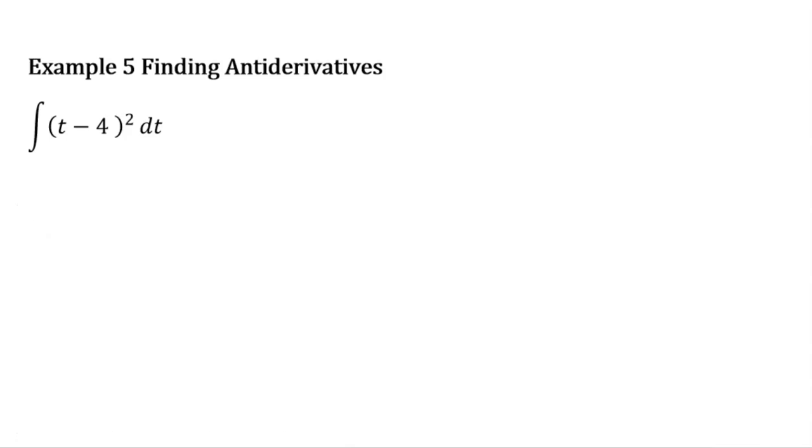Example, we are integrating t minus 4 quantity squared. We need to begin by first expanding out this integrand.